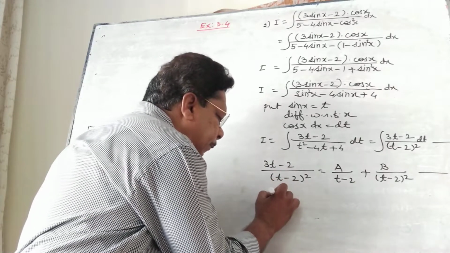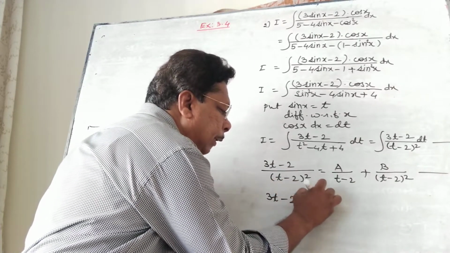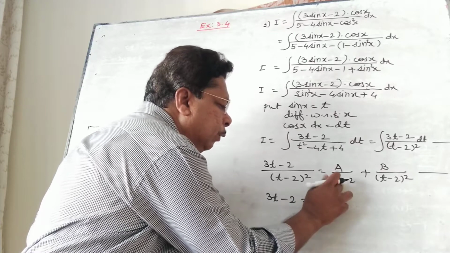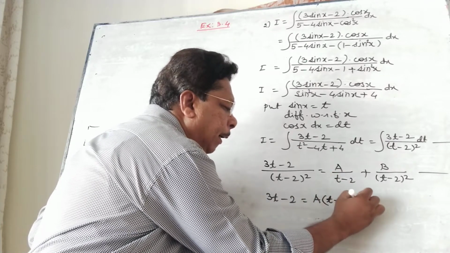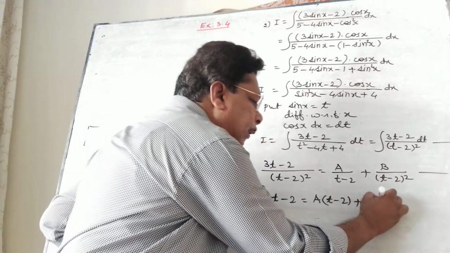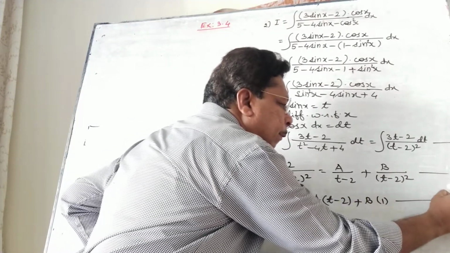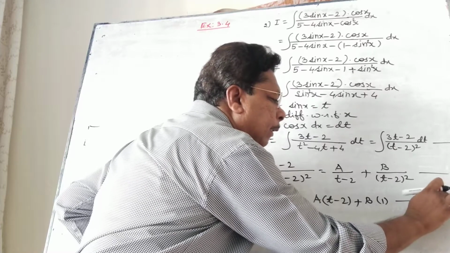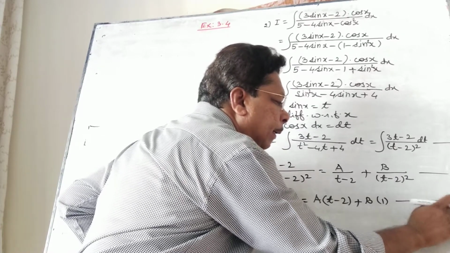So the numerator becomes 3t minus 2 is equal to A into what will come? t minus 2 is there, so one factor t minus 2. Here the denominator and LCM are the same, so it is B into 1. So say this equation 3. Okay, this equation is number 3.